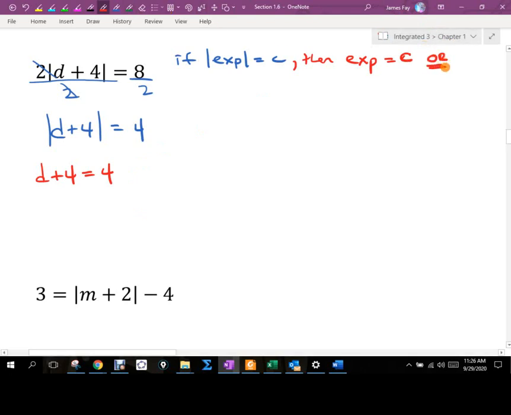Or you get the expression equal to negative c. So I'm going to write the word or. I'm going to write my expression, d plus 4. And now I'm going to take whatever this number was and I negate it. I make it negative 4.